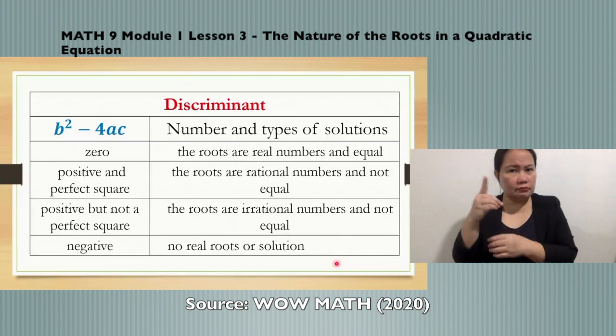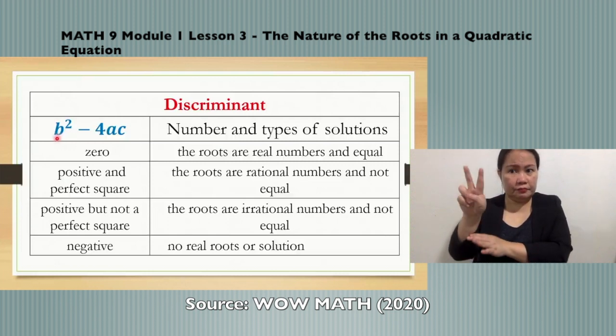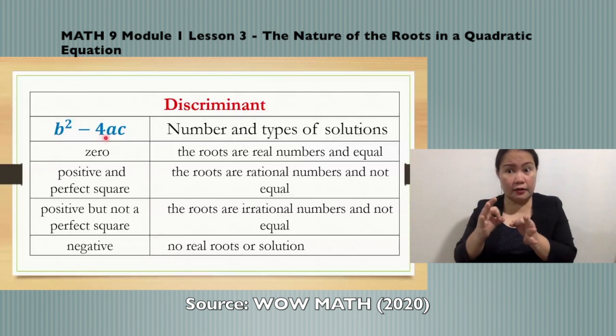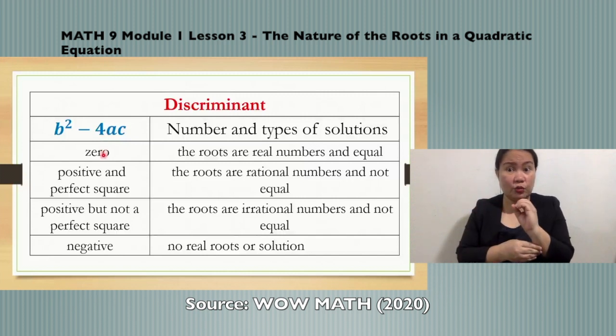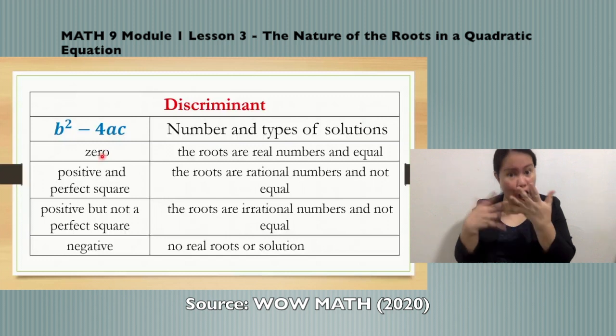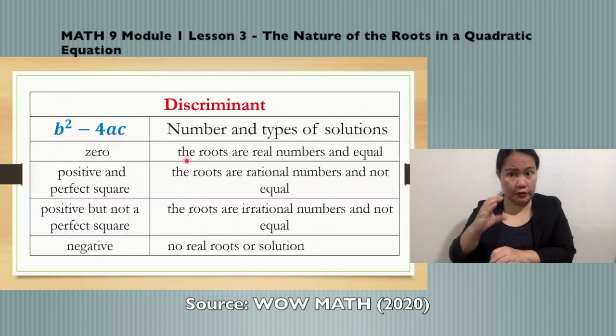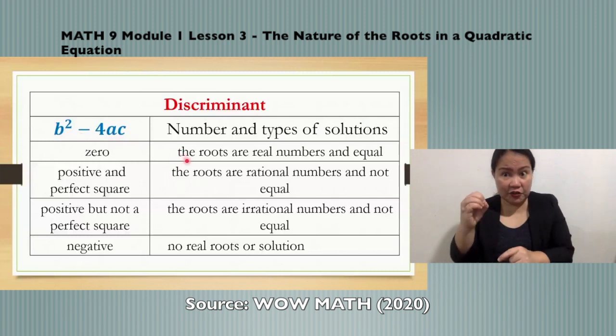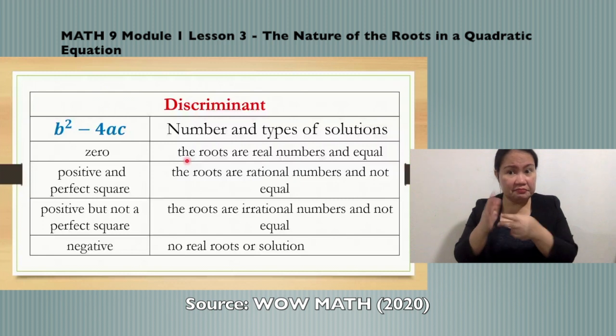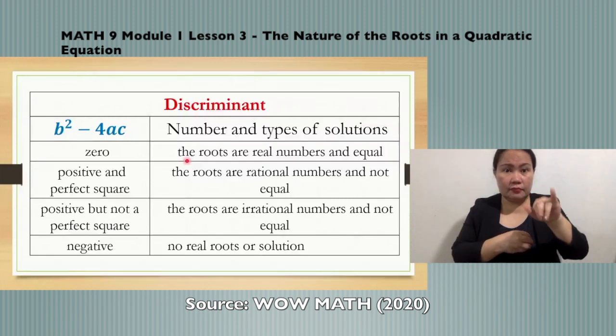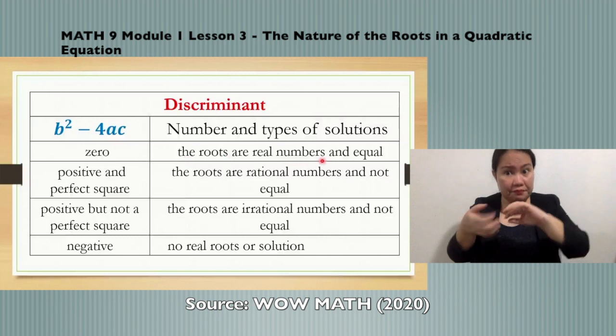Now, what is the discriminant? So ang discriminant, ito ang ginagamit nating formula or expression. We will use b squared minus 4ac. Now, if the resulting solution is 0, kapag ang nakuha mo ay 0, after mong gamitin or i-substitute sa b squared minus 4ac, that is the time that you will learn that the roots are real numbers and equal.